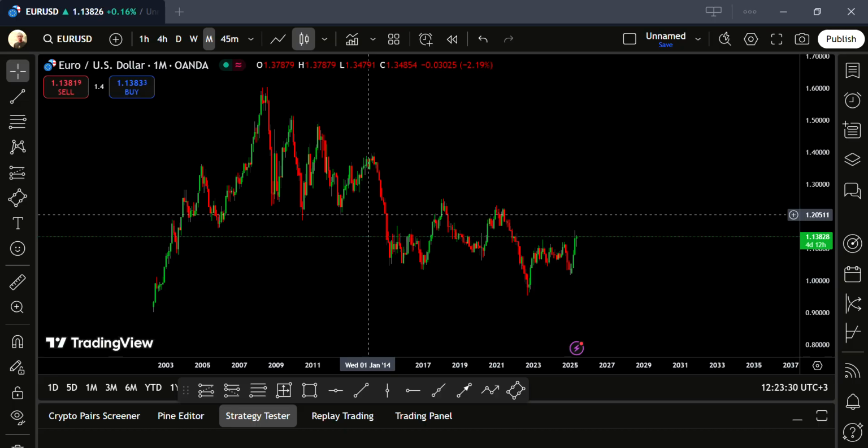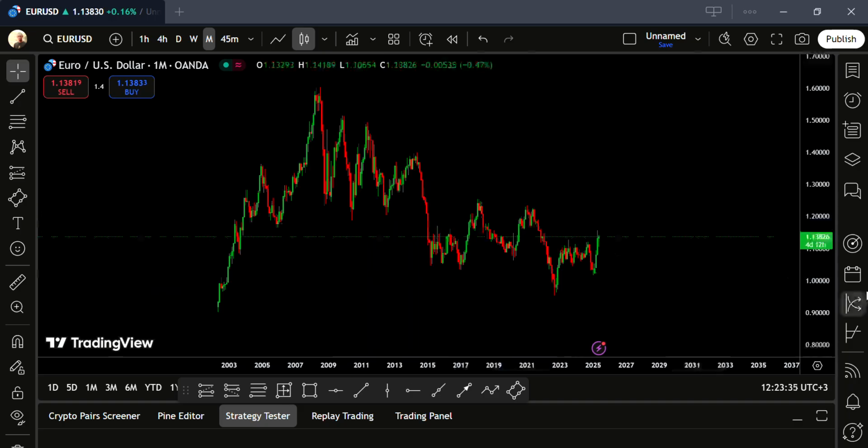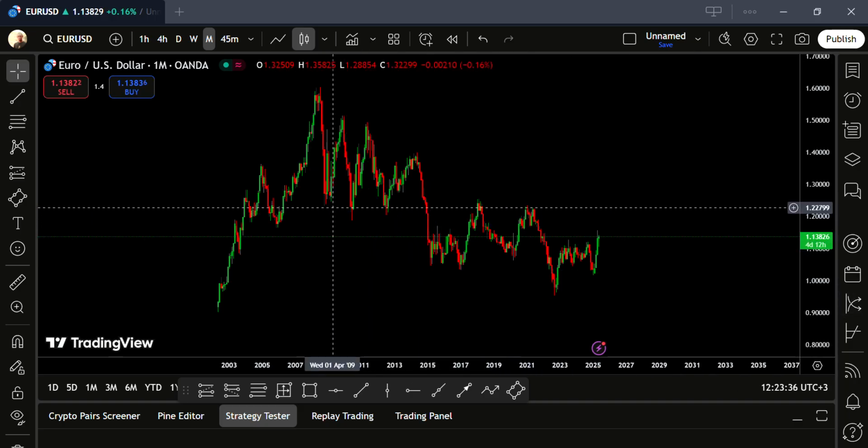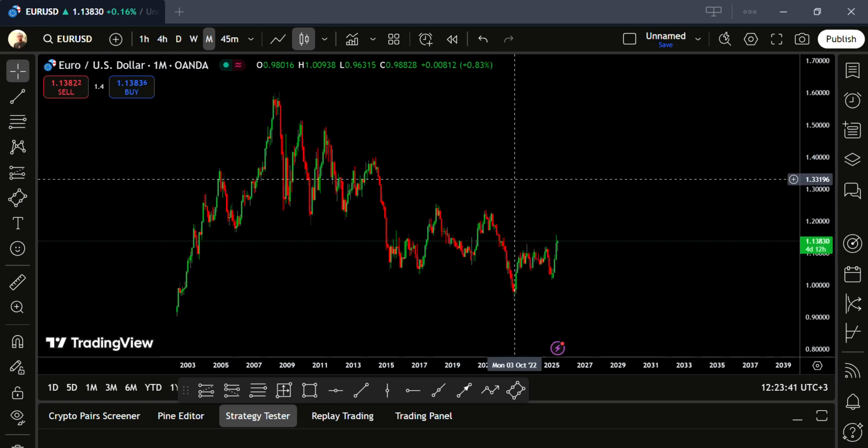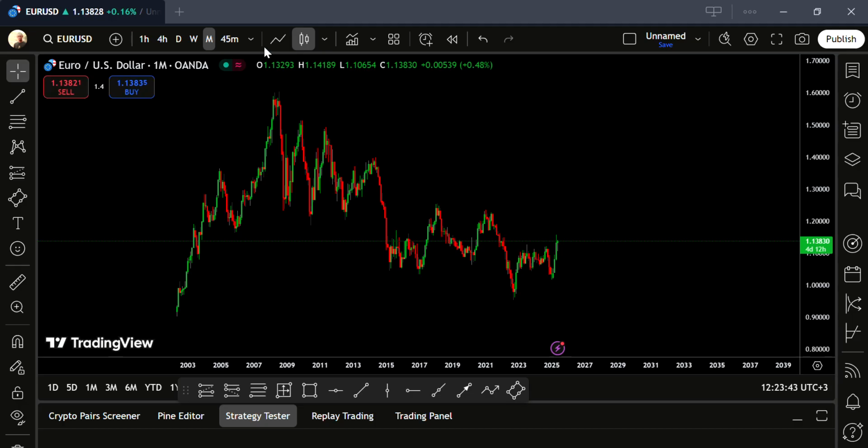So on the chart here, we have the EUR/USD chart, and this is the monthly time frame. So the first thing, you're going to go to the line chart.